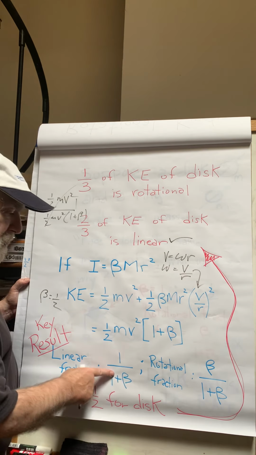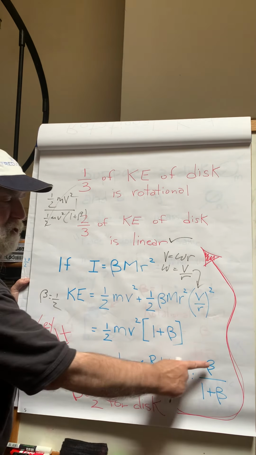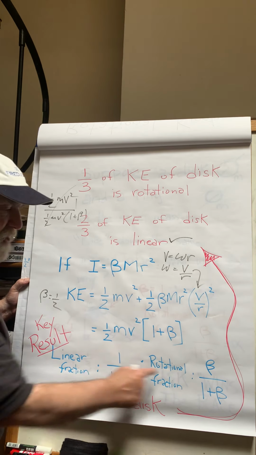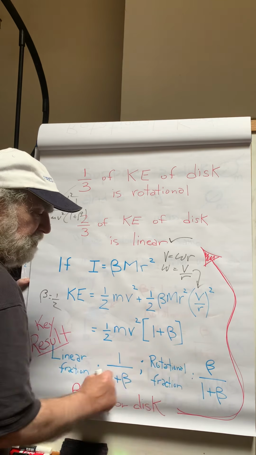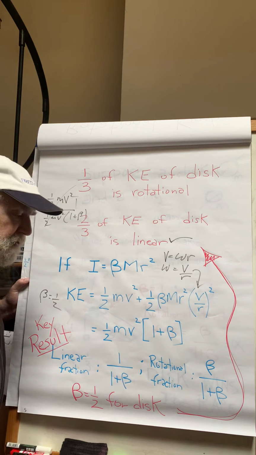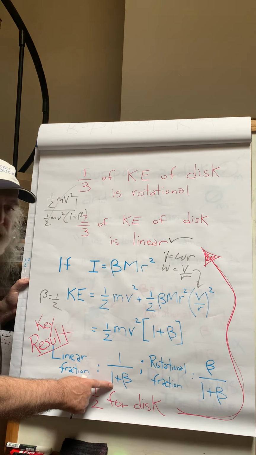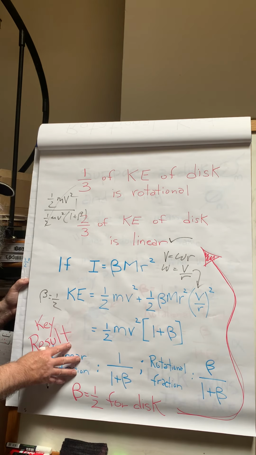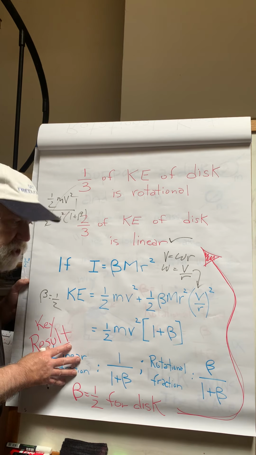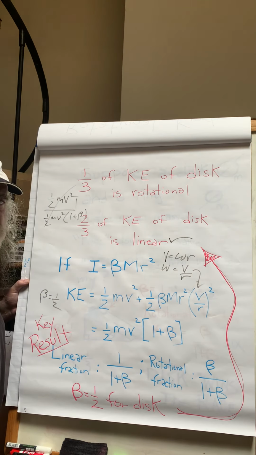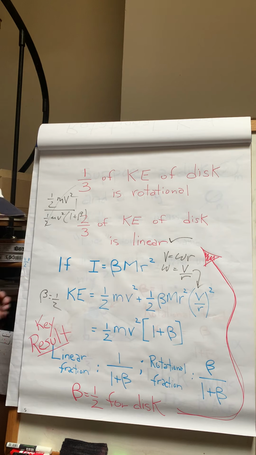And therefore, whatever is left, 1 minus this, is beta over 1 plus beta. Add them together, 1 plus beta over 1 plus beta, you get 1, or 100% of the energy. 1 over 1 plus beta is the fraction that's in the linear domain for energy, and beta over 1 plus beta is the fraction of energy in the rotational frame. So now I have a way of getting these numbers easily with beta.